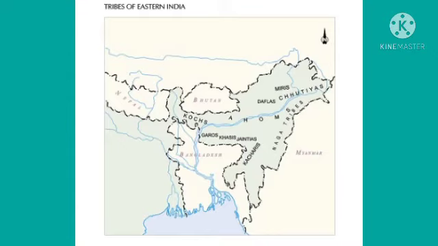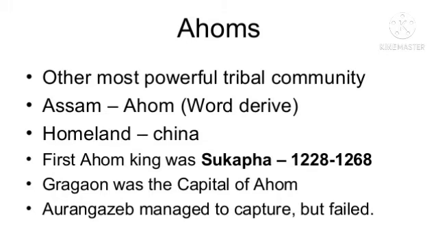The Ahoms were a tribal community who established a powerful kingdom in the region of present-day Assam. The name Assam is also derived from the word Ahom. The Ahom tribe ruled over Assam for more than six centuries. The Ahoms originally belonged to the Maoshan tribe of China. They moved from China to Myanmar, and then into the Brahmaputra Valley in the early 13th century. At that time, Assam was known as Kamarupa.